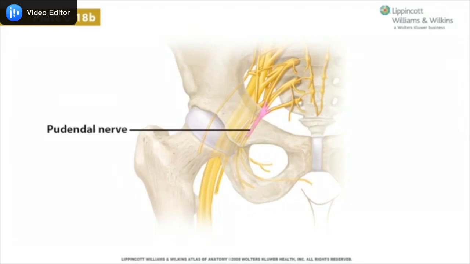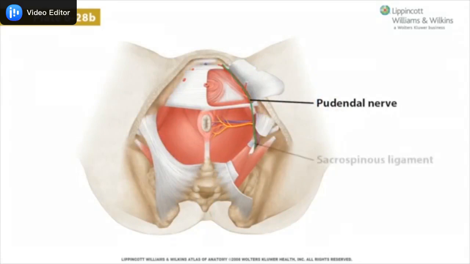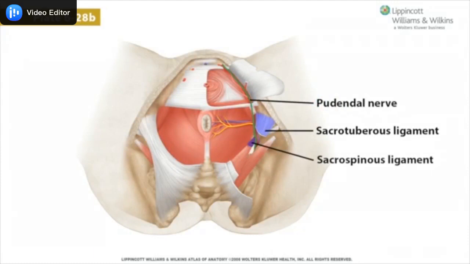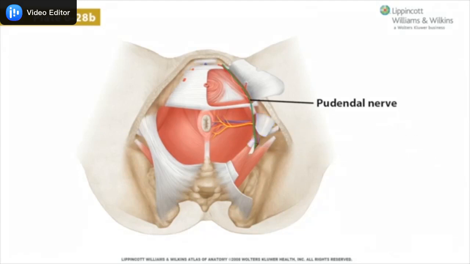Receiving contributions from S2, 3, and 4, it branches from the sacral plexus and leaves the pelvis through the greater sciatic foramen. It enters the gluteal region, but does not give off any branches there. It passes between the sacrospinous and sacrotuberous ligaments, then leaves the gluteal region through the lesser sciatic foramen to get to the perineum. The pudendal nerve immediately enters the pudendal canal and travels anteriorly.